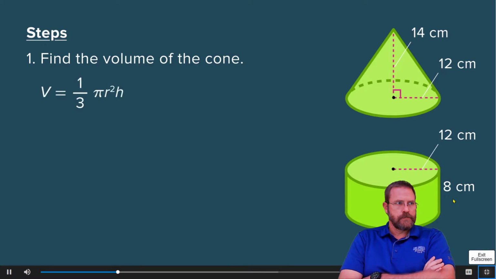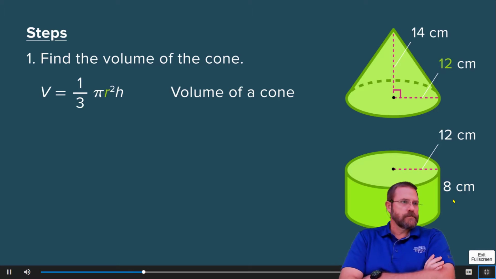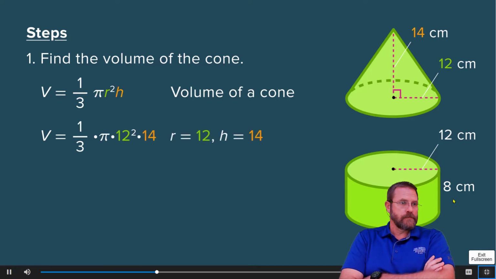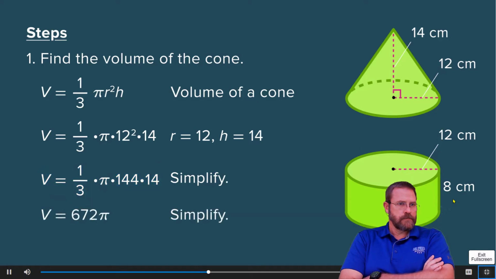Begin by writing the formula for the volume of a cone. Substitute the variables with known measurements. The radius of the cone is 12, and the height is 14. Find the value of the power. 12 squared is 144. Then multiply. 1/3 times pi times 144 times 14 equals 672 pi.